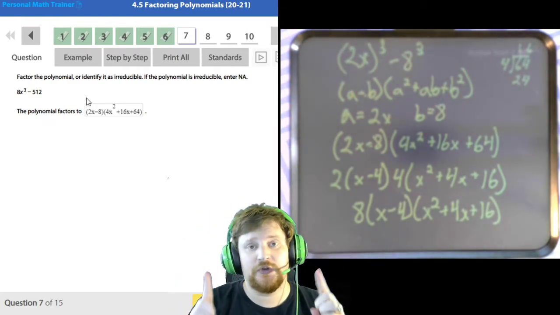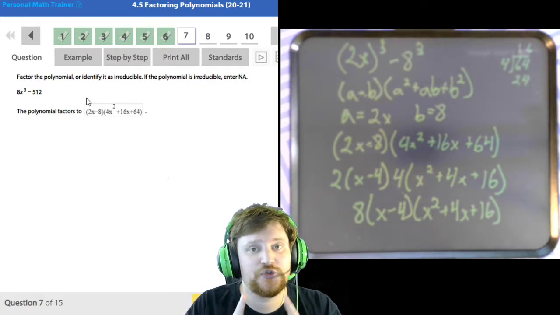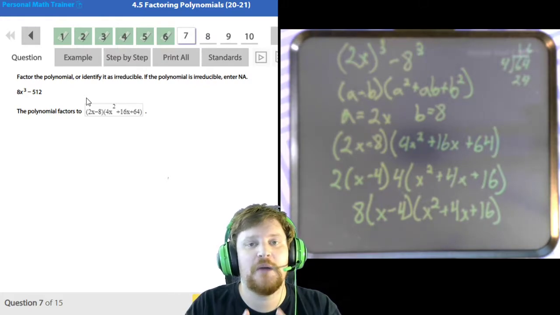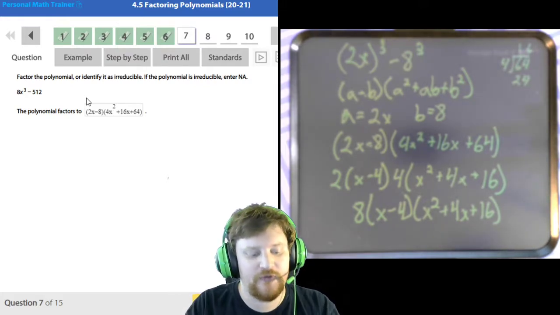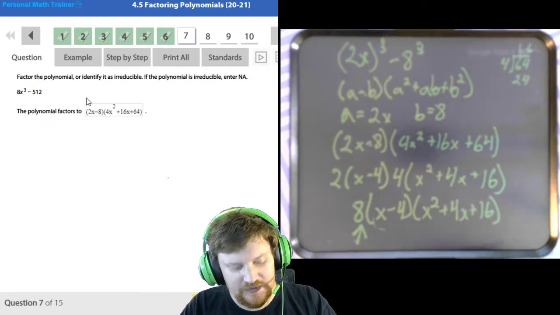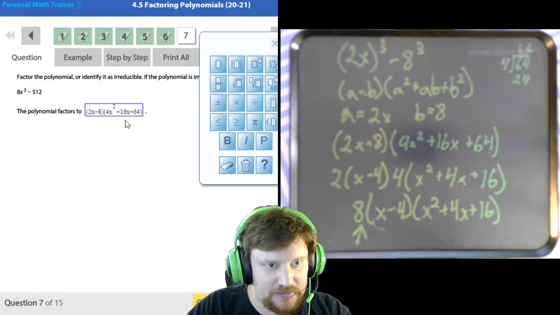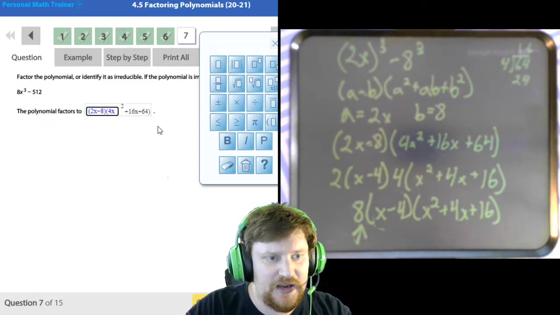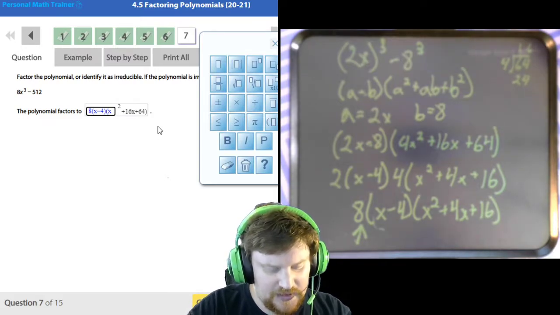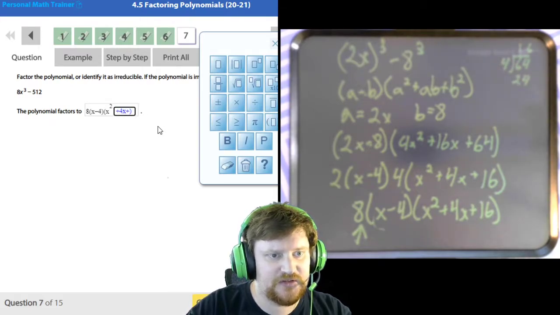So I told you that once you are done with your sum or difference of cubes, you are always done, and that is true if and only if you remember to pull the greatest common monomial out first. Had I factored an 8 out at the beginning, I would have ended up with this. So I would have been done. But I didn't. So we need an 8 out front. This is x minus 4. This is x squared. This is 4x. And this is 16.